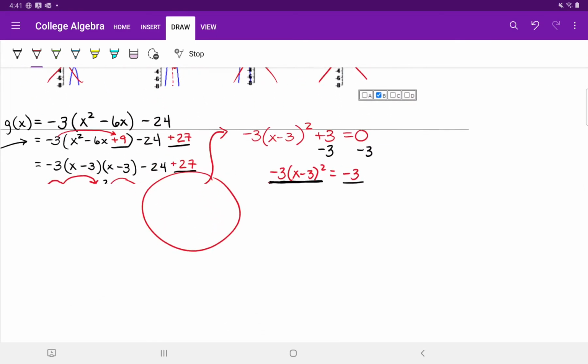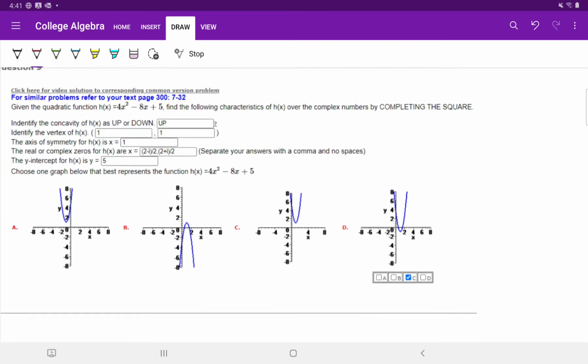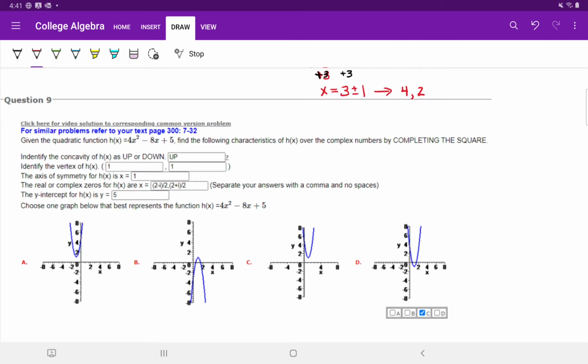Okay, that was a lengthy problem, and I think our next one is very similar to that one. Yeah, in fact it is. So in question 9, from the common version of the homework, we're doing basically the exact same process. We're starting off with a parabola, and we need to convert it into standard form by completing the square.